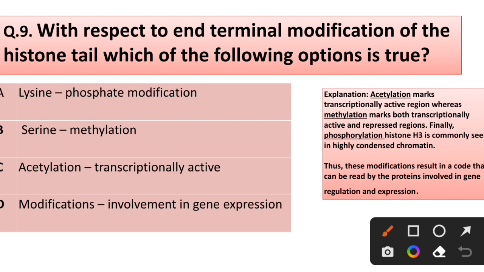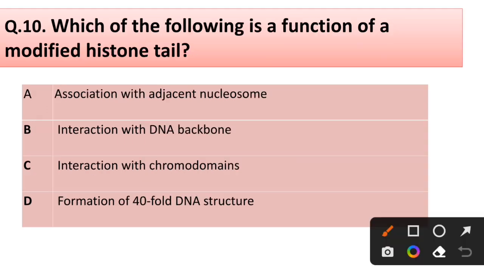Question 9. With respect to N-terminal modification of the histone tail, which of the following options is true? Lysine phosphate modification, serine methylation, acetylation is a transcriptionally active modification, involvement in gene expression. Correct answer is option D. Acetylation marks a transcriptionally active region, whereas methylation marks both transcriptionally active and repressed regions, and phosphorylation of histone H3 is commonly seen in highly condensed chromatin. Thus, this modification results in a code that can be read by the proteins involved in gene regulation and expression.